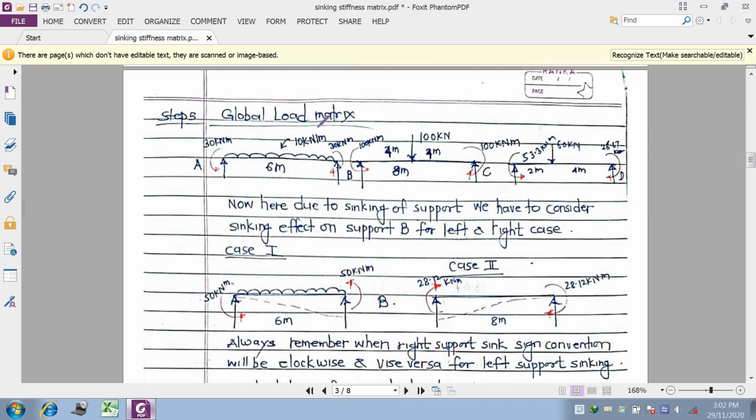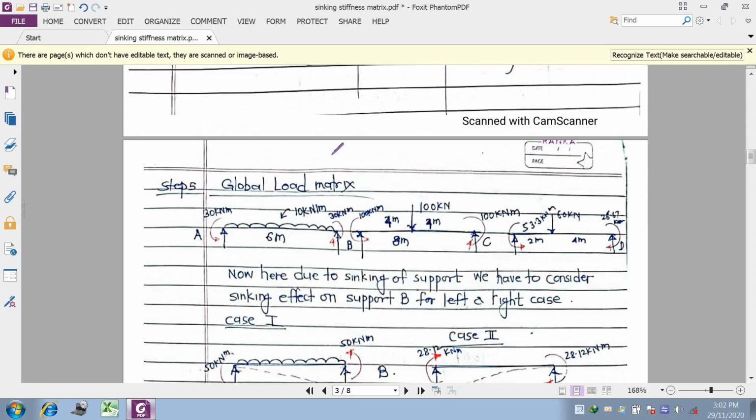So here in this case, because of the sinking effect, the step may be changed. So let us see. First of all, we have to split our span into three parts, as we have already done in our previous numerical. Then we have to calculate the fixed end moment that we have already calculated in our last numericals.